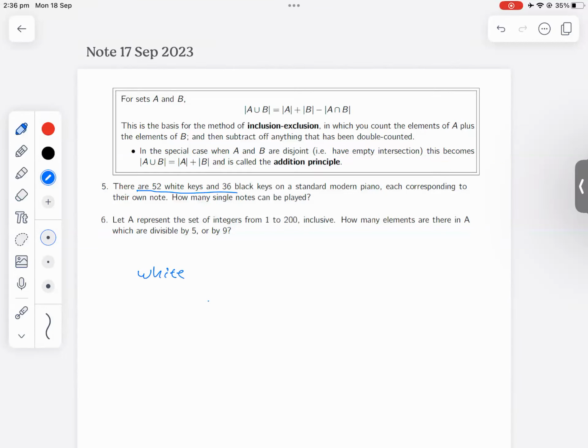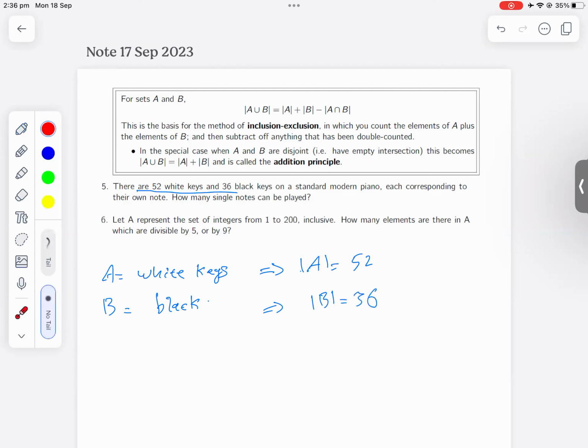So here you've got white keys, which I can call A, and the other one is black keys. The number is given to us: 52, and this one is 36. And the question asks us how many single notes can be played. All right, so for the single notes, we will choose one of them.